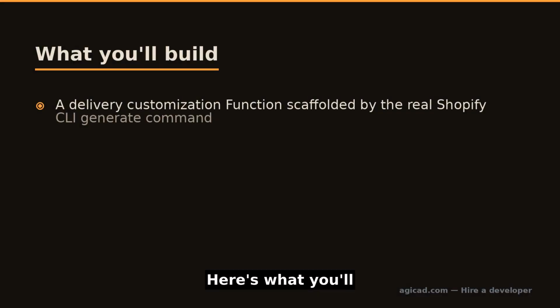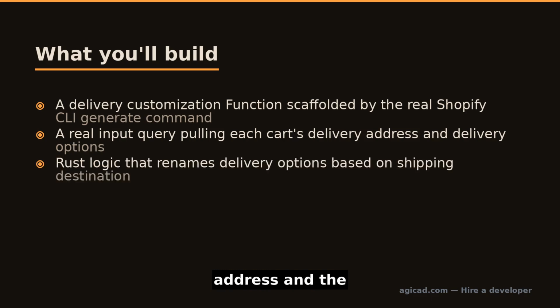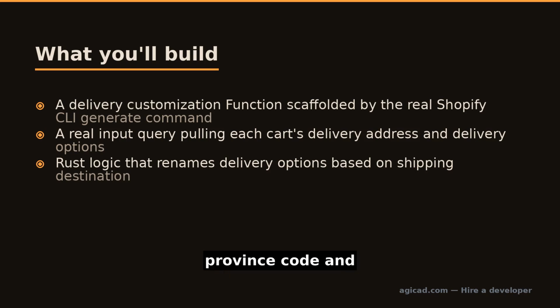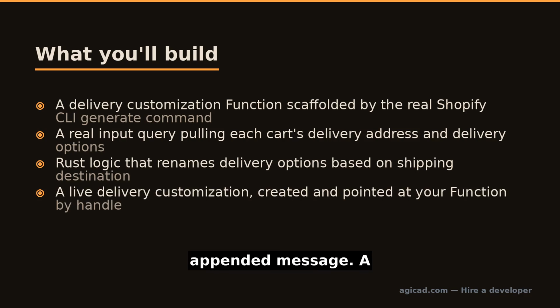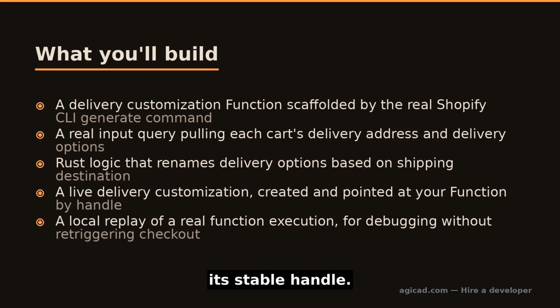Here's what you'll see, end to end. A delivery customization function, scaffolded by the real Shopify CLI generate command with the delivery customization template. A real input query that pulls back each cart's delivery groups, their shipping address, and the delivery options already calculated for them. Real Rust logic that checks a province code and renames matching delivery options with an appended message. A live delivery customization record, created with a GraphQL mutation and pointed at your function using its stable handle. And finally, a local replay of a real function execution, Shopify's own way to debug this without triggering a fresh checkout every time.